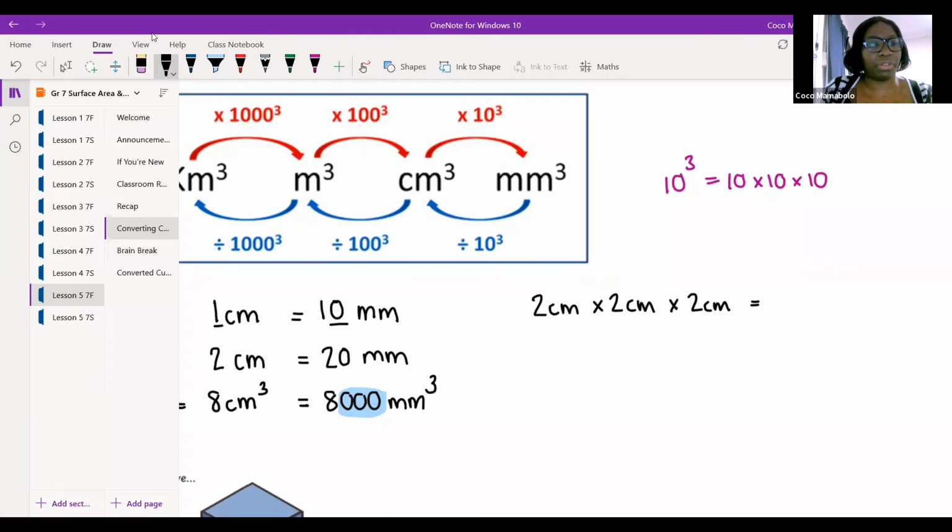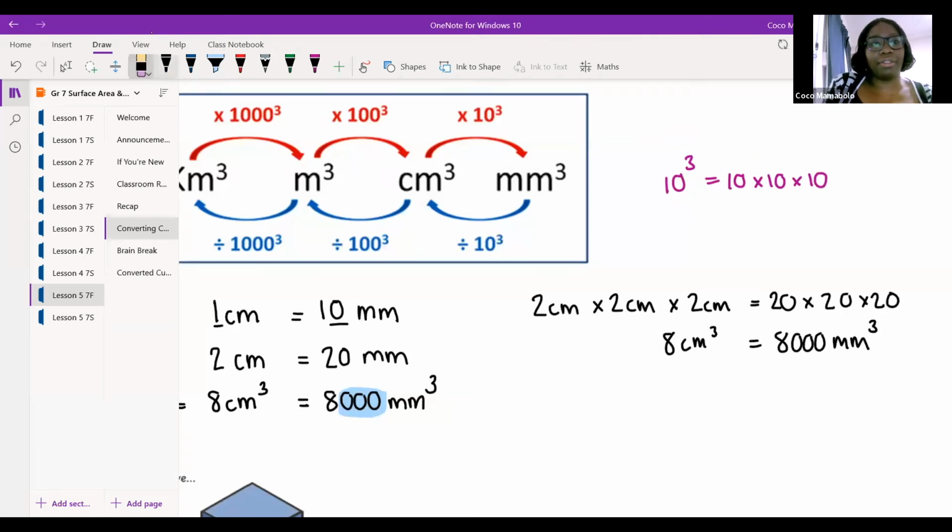It was supposed to have been 4,000. Good, it's going to be 20 times 20 times 20. So 8 centimeters cubed is equal to 8,000 millimeters cubed.